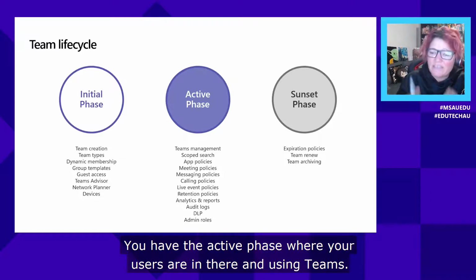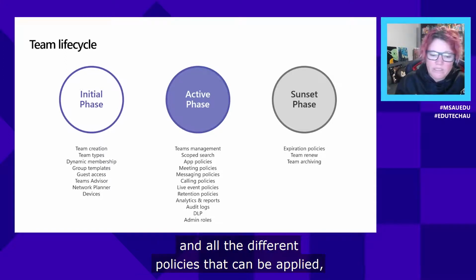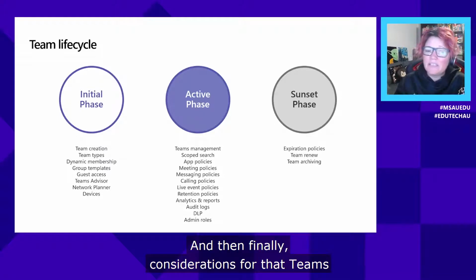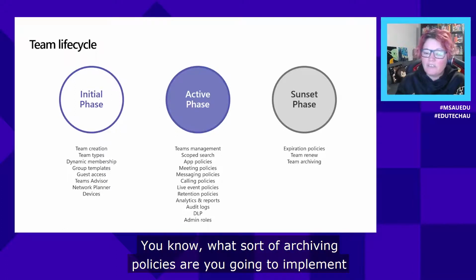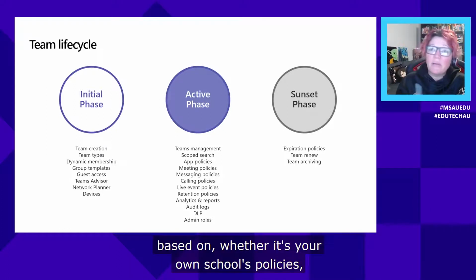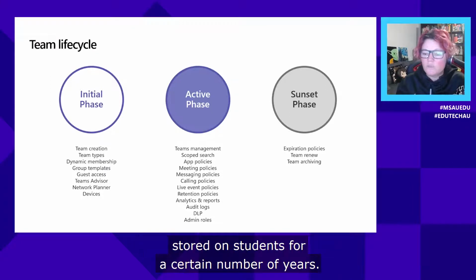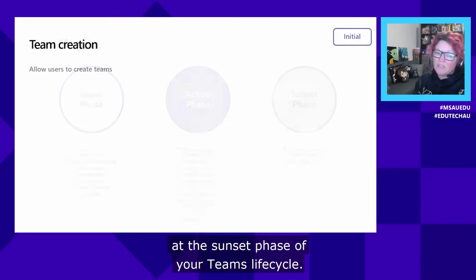You have that active phase where your users are in there and using Teams. You need to be looking at the management of those teams and all the different policies that can be applied, as well as some of the reporting and roles within Teams. And then finally, considerations for that Teams life cycle of what the sunset phase is. What sort of archiving policies are you going to implement based on whether it's your own school's policies, or sensitive data that needs to be stored on students for a certain number of years. All of those policies can be applied as part of looking at the sunset phase of your team's life cycle.